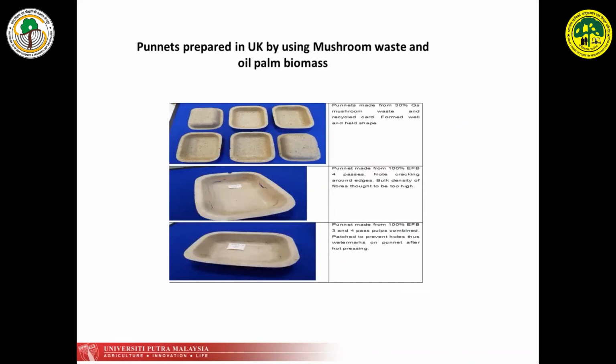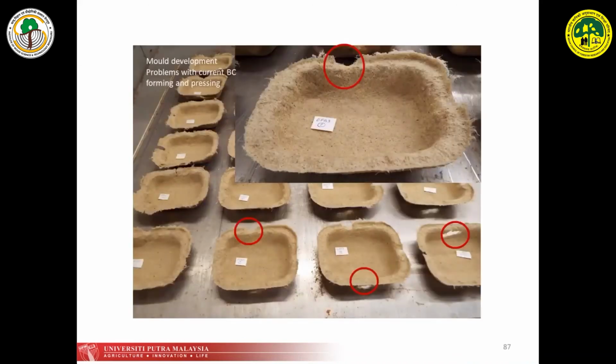This is a combined project going on. On one side, the UK is also making this using the oil palm pulp that we sent. They tried to make a punnet, but they had some issues. They were not getting good pulp molding from the mechanical process they are using there, mechanical pulping.